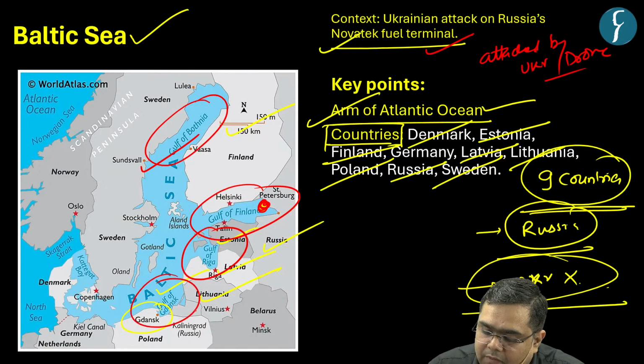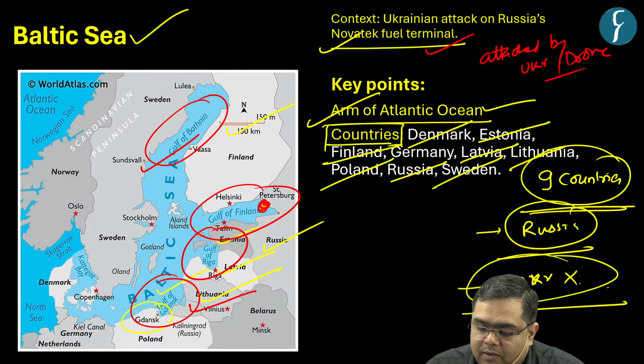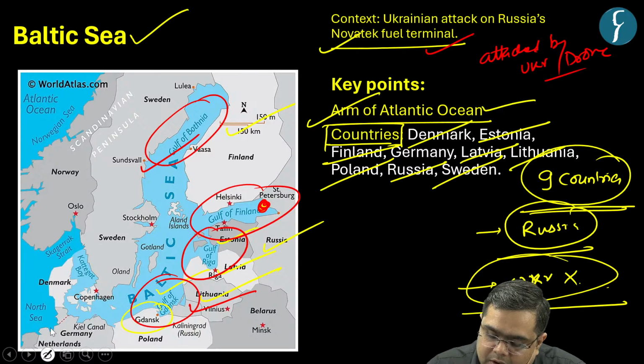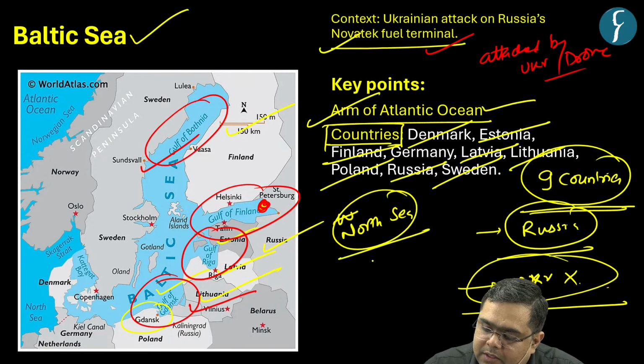So by the very name and location, it is named the Gulf of Riga. And then the Gulf of Gdansk. Again, Gdansk is the name of a port city in Poland, right? So these are the 4 gulfs located in the Baltic Sea. We also discussed why the water of the North Sea is warmer than the water of the Baltic Sea.